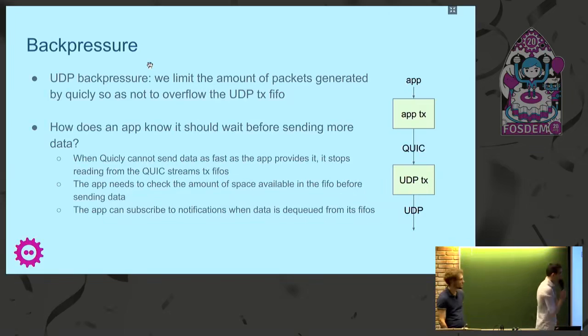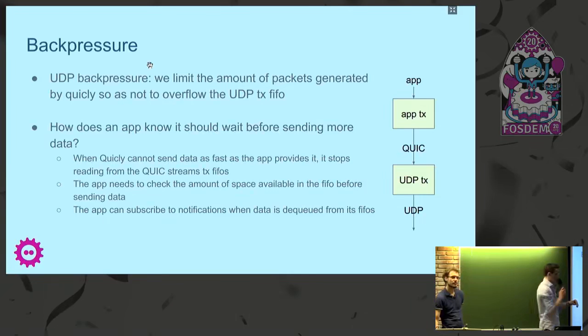So fortunately, on the lower side, it's pretty simple for UDP, because when we tell Quickly to send packets, we can actually tell it to send a certain amount of packets. And based on the available space in the UDP FIFO and the MTU, we can just limit the amount of packets generated to make sure they always fit.